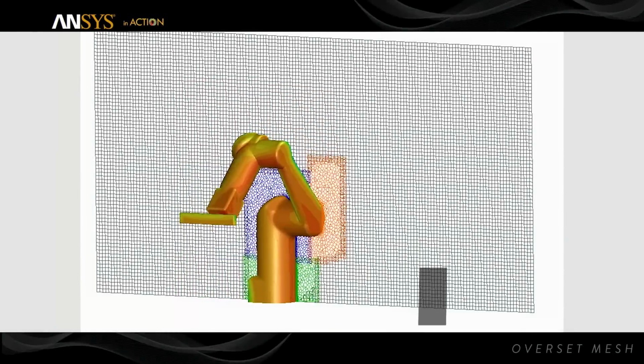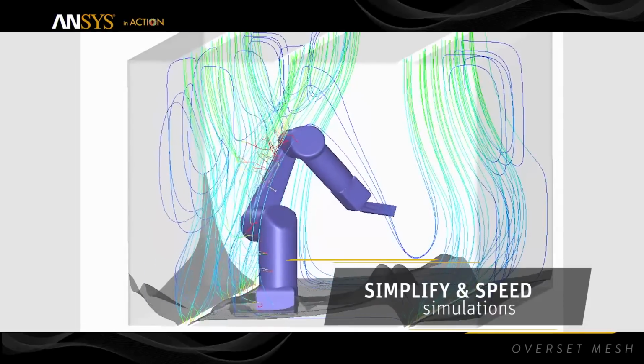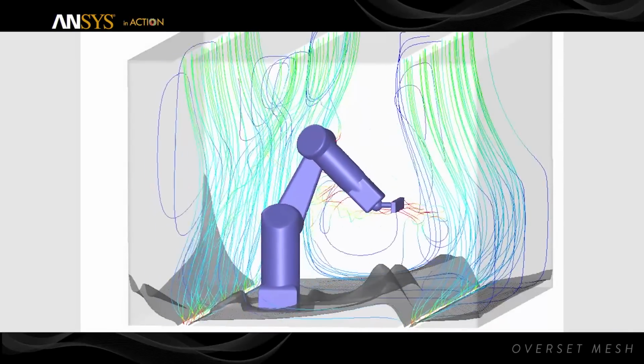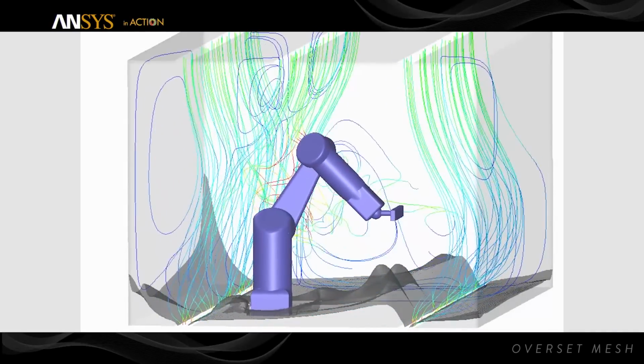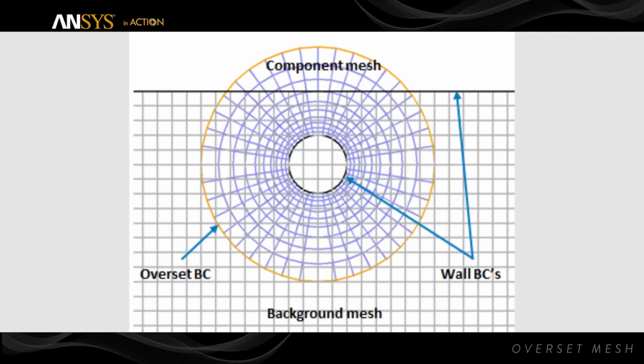Overset Mesh can simplify and speed simulations, including structured mesh around individual parts, part swapping, and moving cell zones without having to use remeshing or smoothing. Overset Mesh allows you to construct the computational domain out of overlapping meshes, each one optimized to the component and its role in the simulation.